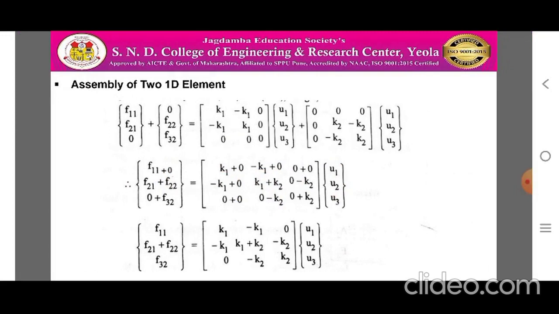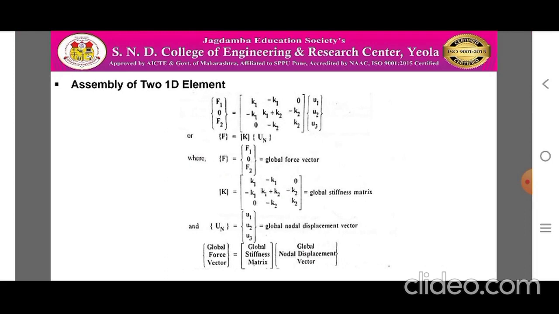Now, if we add these two equations to assemble the one-dimensional elements, in matrix form we can write: F11, F21, 0 plus 0, F22, F32 is equal to [K1, minus K1, 0; minus K1, K1, 0; 0, 0, 0] into U1, U2, U3 plus [0, 0, 0; 0, K2, minus K2; 0, minus K2, K2] into U1, U2, U3. And we can write F11, F21 plus F22 and F32 equal to [K1, minus K1, 0; minus K1, K1 plus K2, minus K2; 0, minus K2, K2] into U1, U2, U3.